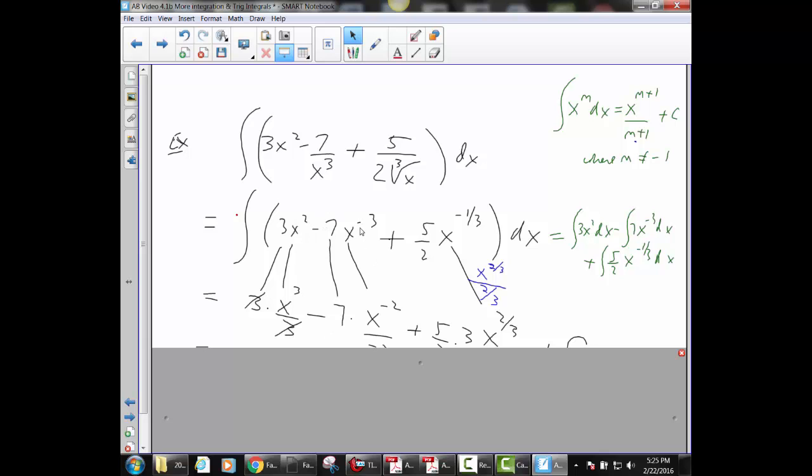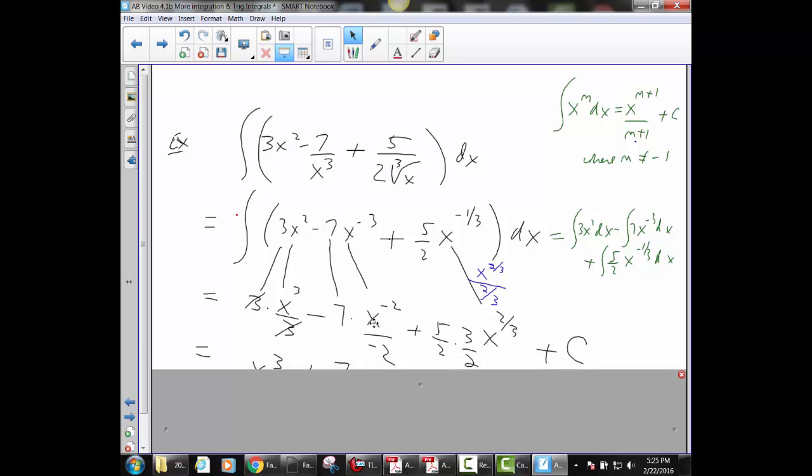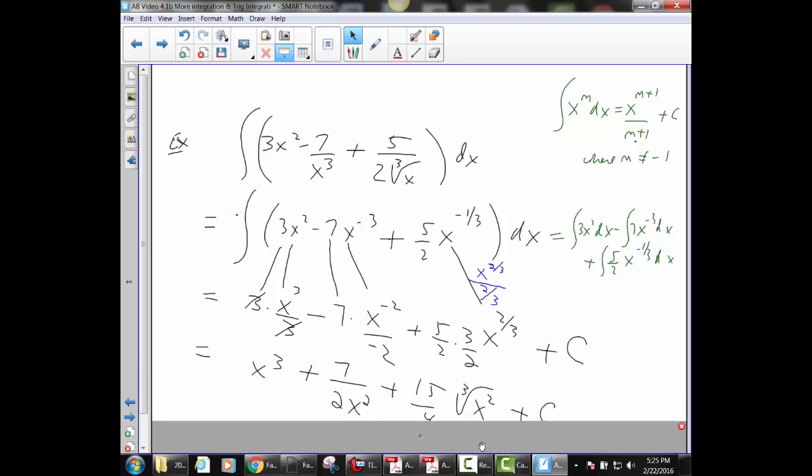Here's minus 7. If you add 1 to negative 3, you will get negative 2. So you get 7x to the negative 2 over negative 2. Here's your 5 halves you've pulled out, and you're integrating x to the negative 1/3. If you add 1 to negative 1/3, you get 2/3. Now, that's going to be x to the 2/3 over 2/3. I'm going to start skipping that step and immediately writing that as times 3 halves. After that, it's just simplification.